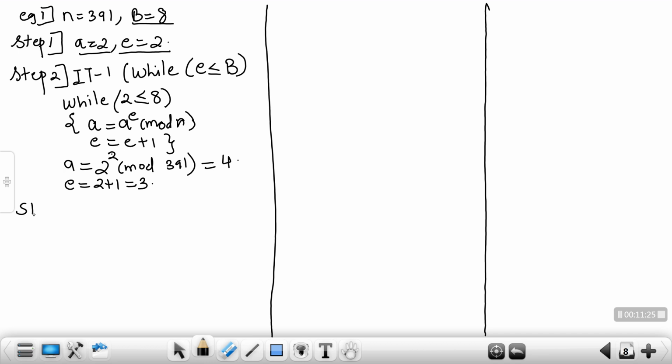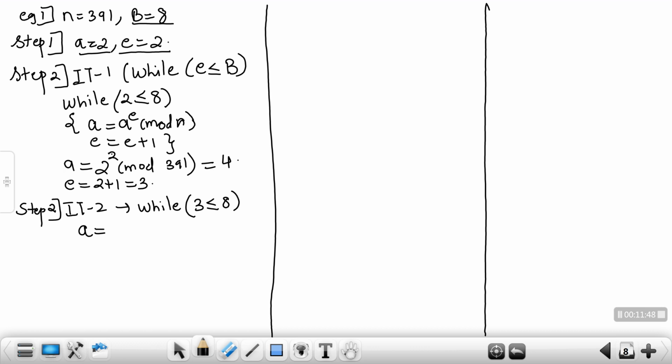Okay. So again I will do step number 2 only, because until my while loop is completed I cannot go out of it. So my iteration 2, I'll not write down the formula, I'll directly write it down. So for while, what is the new value of E now? E value is 3, and 3 is definitely less than or equal to 8, so I need to calculate the new value of A.